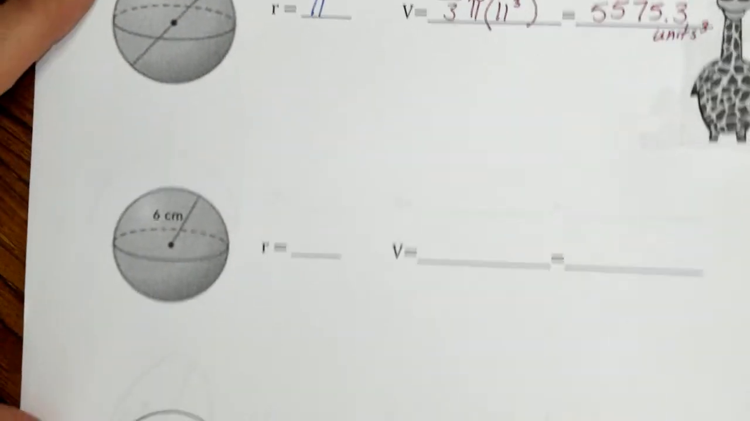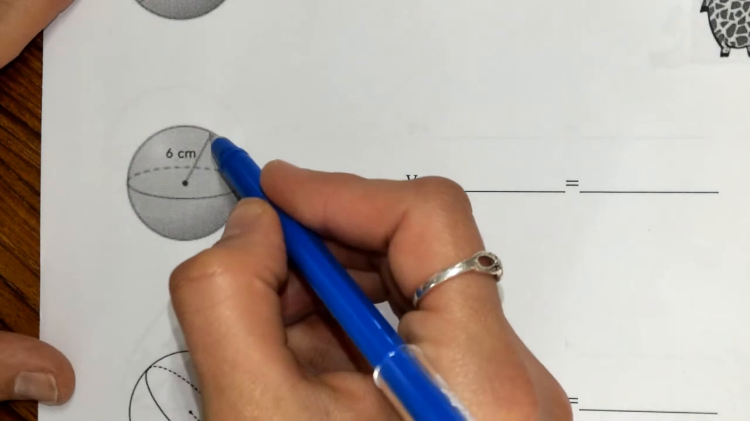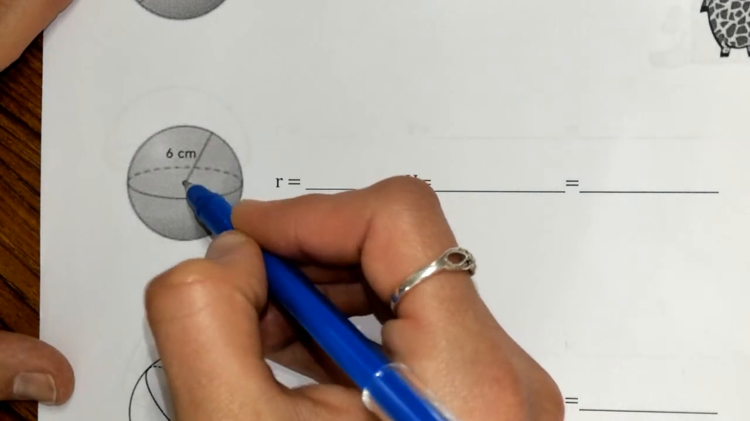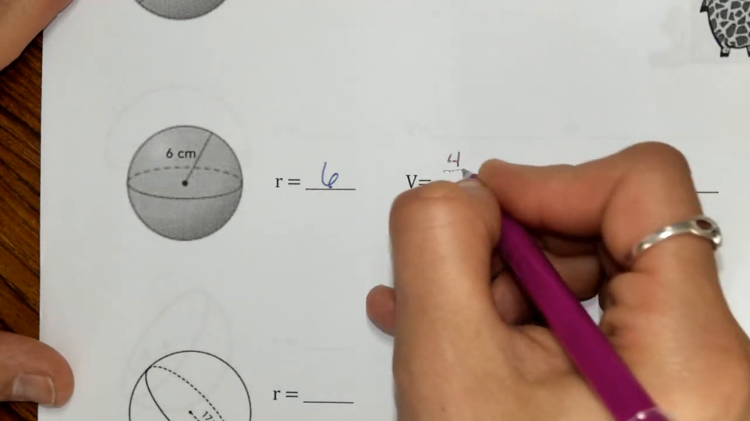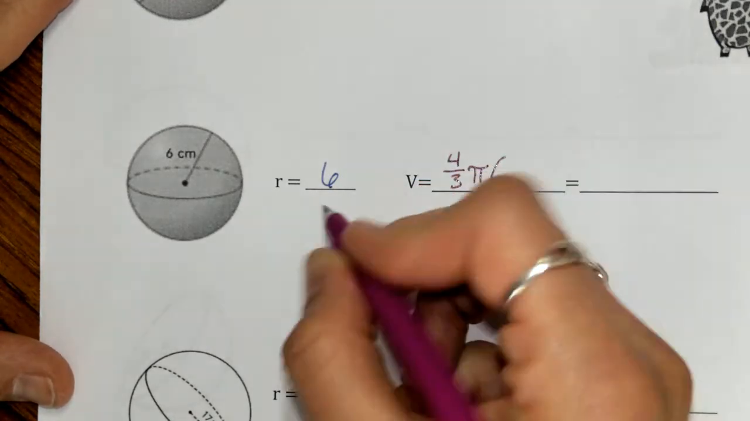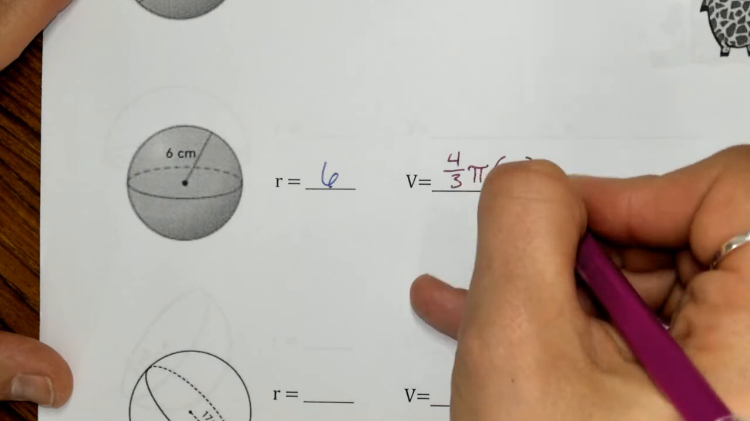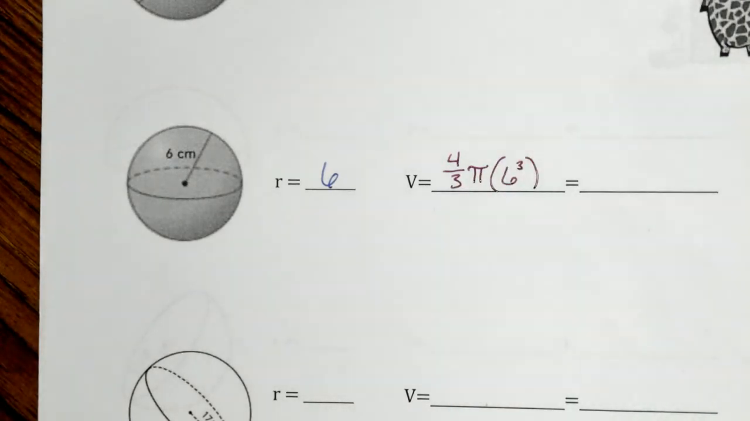So the next one we take a look at, they gave us the sphere stopping at the center. This is our radius of 6. So we'll plug this into our formula: 4/3 pi, radius of 6 cubed. Pause it and make sure we get that written in.